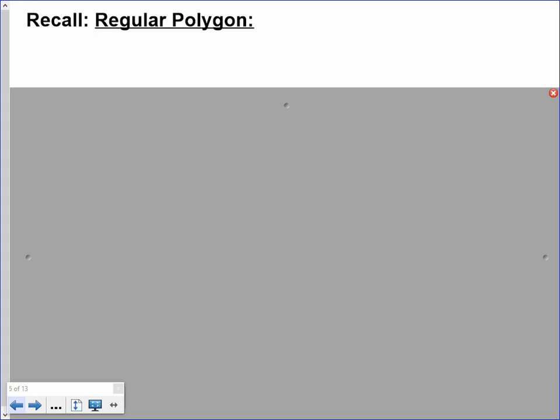We're going to go over area of a regular polygon. So any regular polygon, whether it's a regular quadrilateral, regular pentagon, regular hexagon, regular octagon, regular heptagon, whatever. Let's review what regular means. Does anybody remember what regular means? If I talk about a regular polygon, what does regular mean?